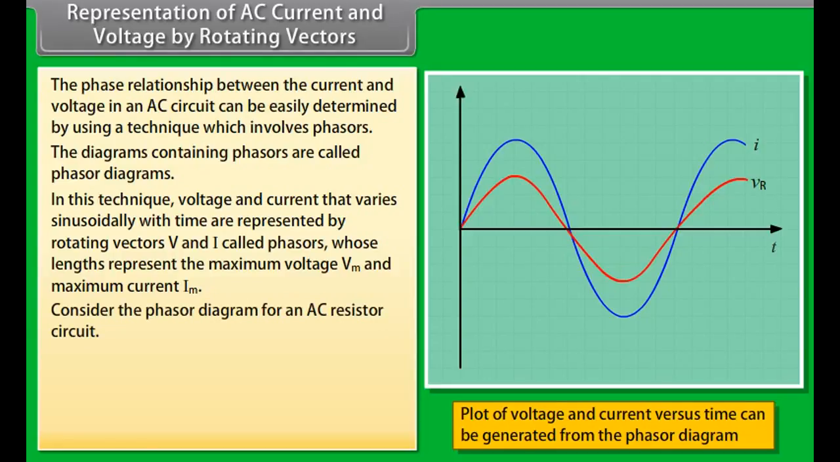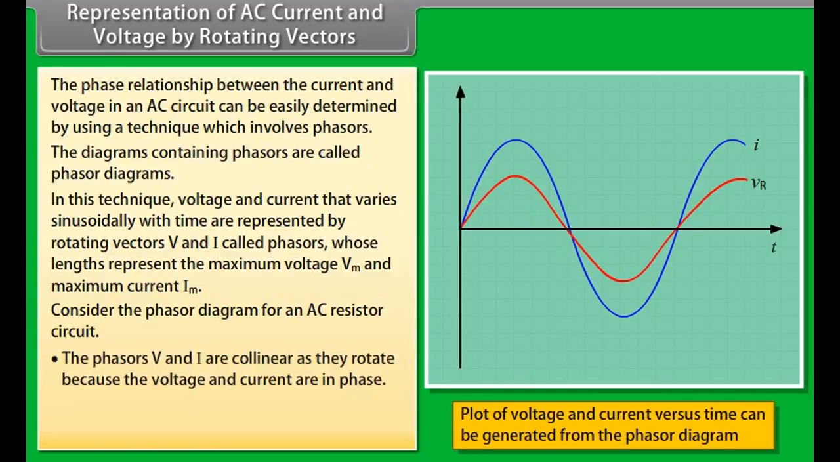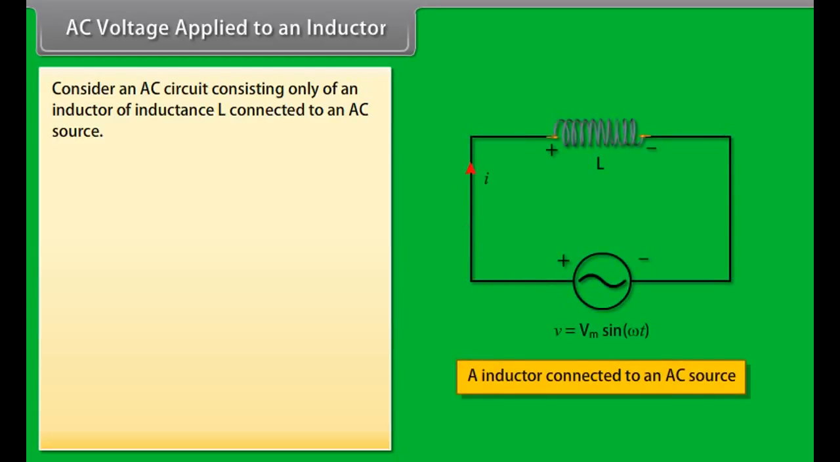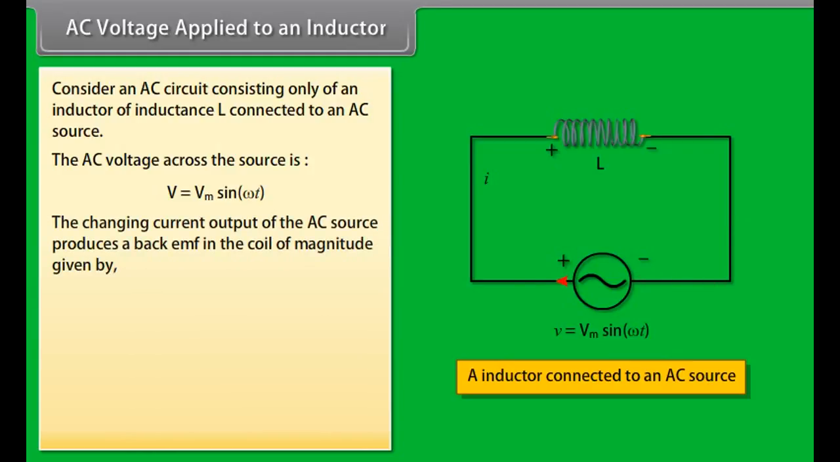The average power supplied in one complete cycle is given by PR = Vm Im / 2, since the time average of sin² ωt over a complete cycle is 1/2. It can be written as PR = VRMS × IRMS, or PR = IRMS² R.